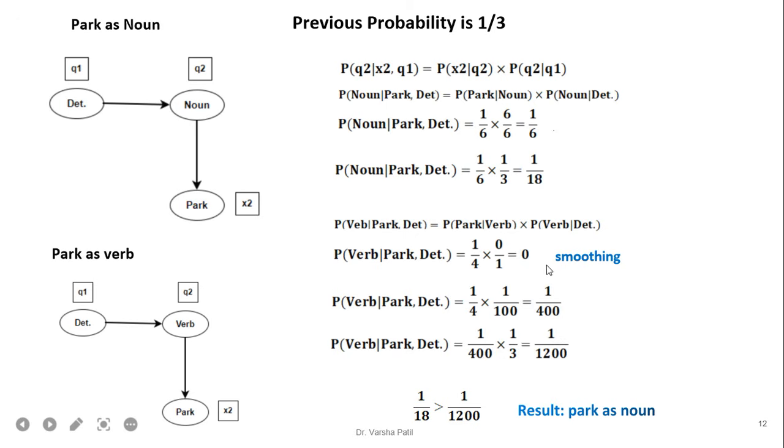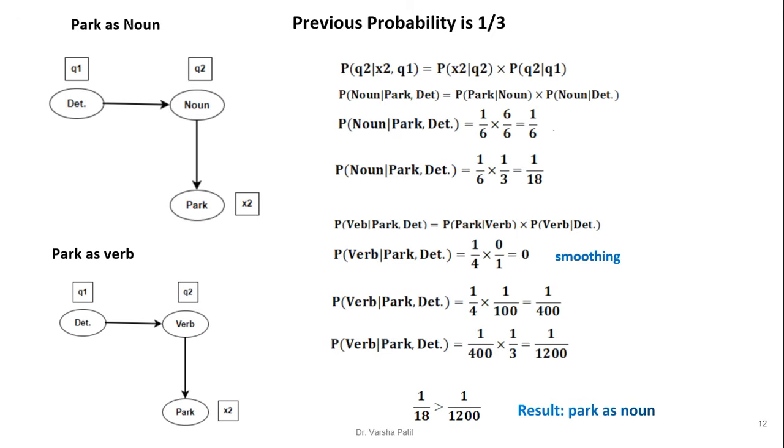Smoothing is nothing but not a very straightforward step where you should divide by that, but you only require to keep the condition that your answer should not be 0. So here the answer is 0 because of this probability. So we are just multiplying with a very small number, that is 1 by 100. So we are getting the answer of 1 by 400. So it is better to go for smoothing, but it is not a compulsory step.